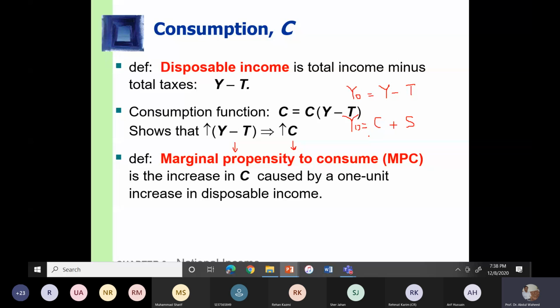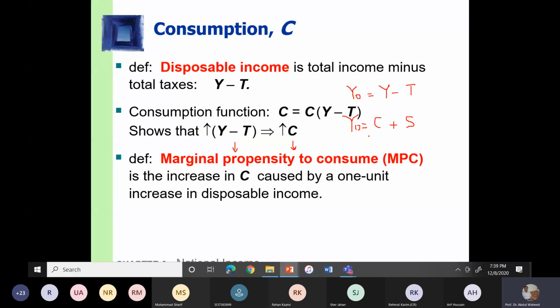And then we have marginal propensity to consume. So this shows the increase in consumption caused by 1 unit increase in disposable income. So when our income increases, we consume a part of increased income and the rest we will save. Okay, and it depends what is the marginal propensity to consume.